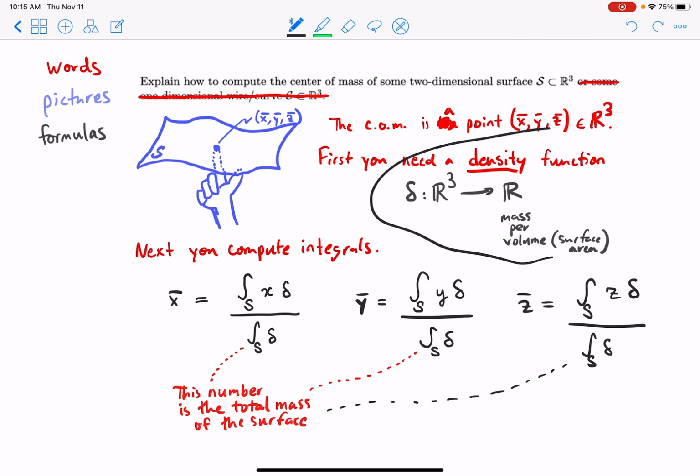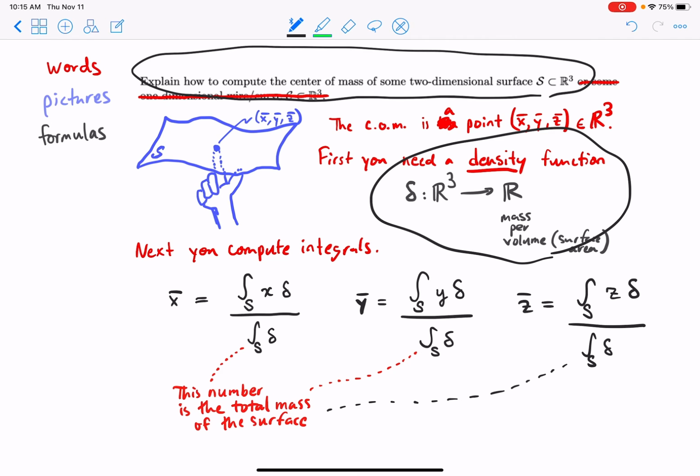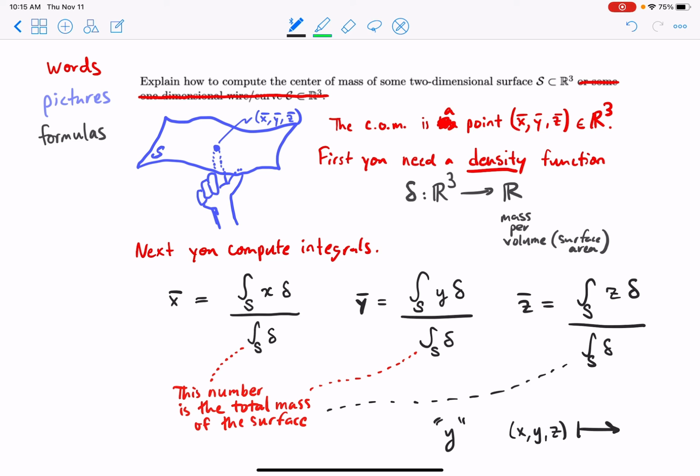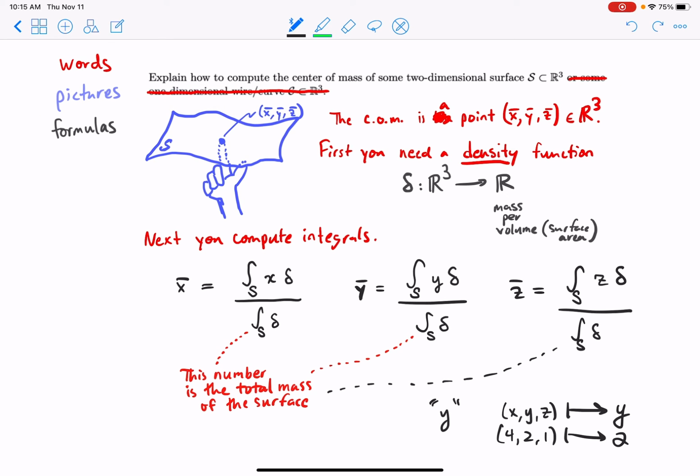Notice I didn't mention the density function at all in the question. You need to know that in order to get the center of mass. And you see that this density function gets multiplied by the coordinate function, and that's what you integrate, because you can only integrate a function here. By the way, when I write y, what I really mean is the function that takes a point in space and spits out the y-coordinate. So it would take the point (4, 2, 1) and spit out 2. Okay, and that's what this means down here. That's all.